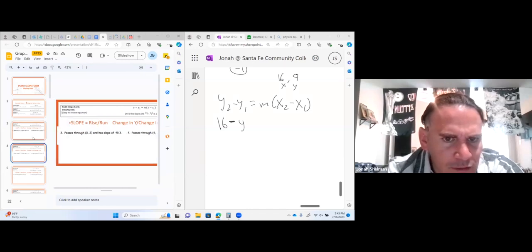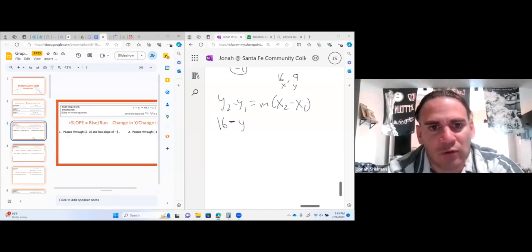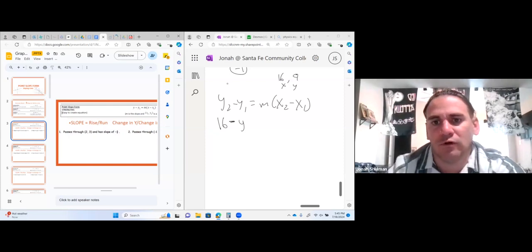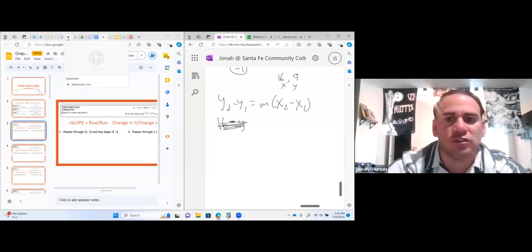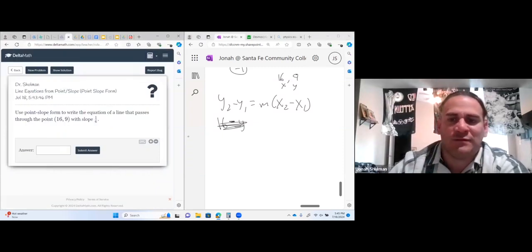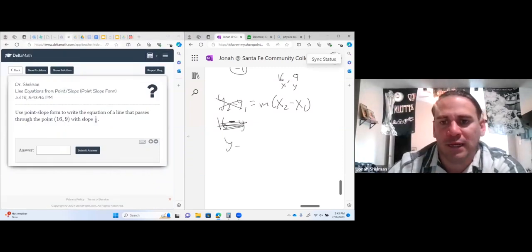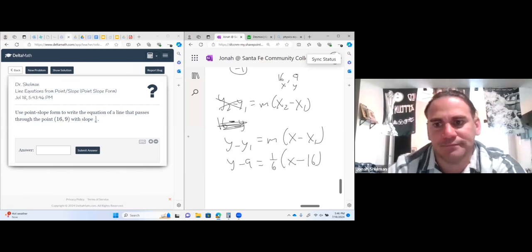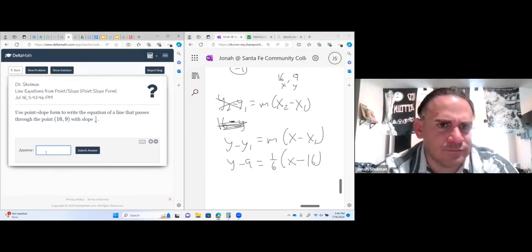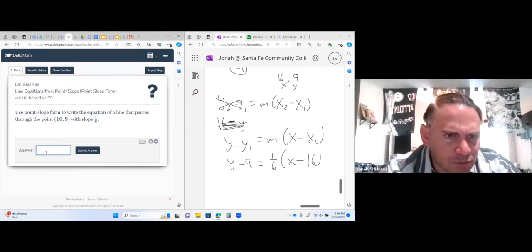Do I have them in here? Oh, it's y minus y1. Oh, sorry, I wrote it wrong. Okay, it's fine. We all make mistakes, right? I just made one. So it's y minus y1 equals mx minus x1. So we already have the x and the y, so it's y minus 9 equals our slope, which is 1/6, x minus 16. There it is. Use point slope form.